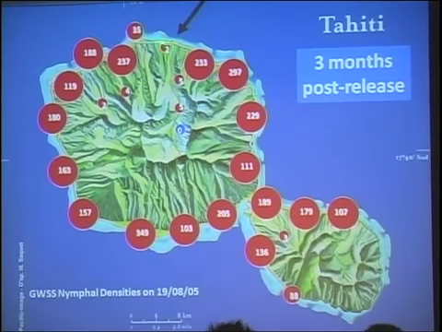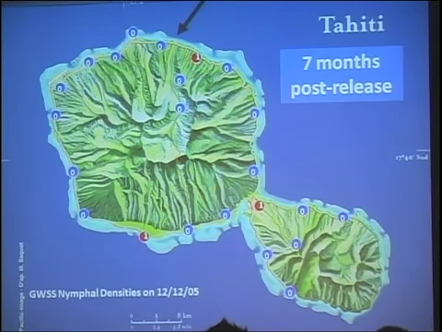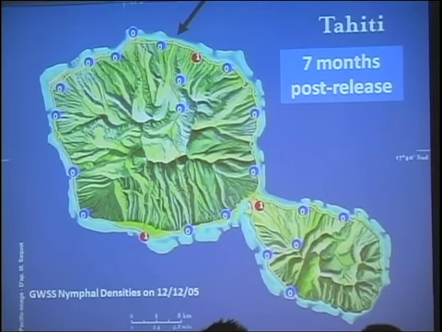3 months later, not much has happened. A little bit of a decrease here, but you can see around the islands, the numbers are still growing. 349 sharpshooters here, 163, big numbers of sharpshooters. 5 months later, the parasite is established and it's spreading. You can see the populations of sharpshooters are now starting to collapse. 7 months later, completely gone. There was no way you could achieve that with any other technology, pesticides, cultural control, nothing.